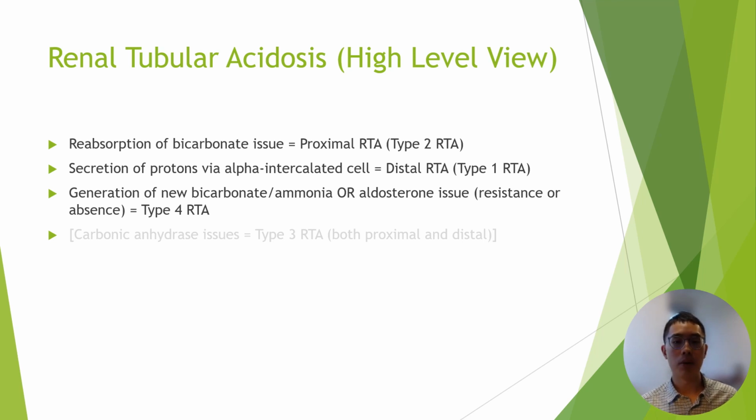And if you have a problem with ammoniogenesis, or if you have an aldosterone issue, either in the production of aldosterone or resistance to high levels of aldosterone, then we call this a type 4 RTA. There is one additional type of RTA called a type 3 RTA that was discovered to be a combination of type 1 and type 2, which is due to defects in the carbonic anhydrase 4 enzyme found in the luminal membrane that is common to both proximal and the distal tubule. Hence, this is really a combination of the two types and not technically considered one of the proper RTAs anymore.